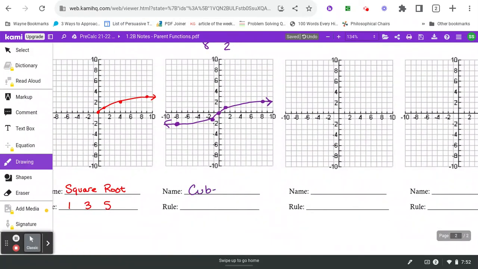This is the cube root graph, cube root function, and it has a rule of 1, 7. Again, these are out values, up 1, out 1, up 1, out 7.